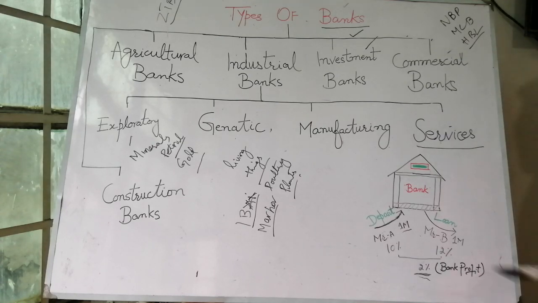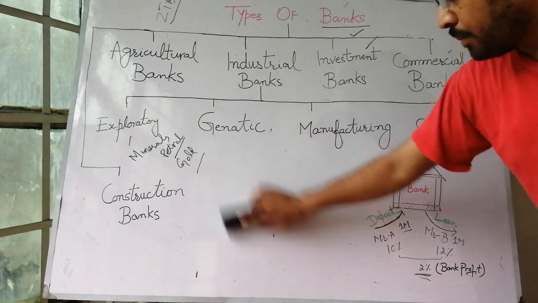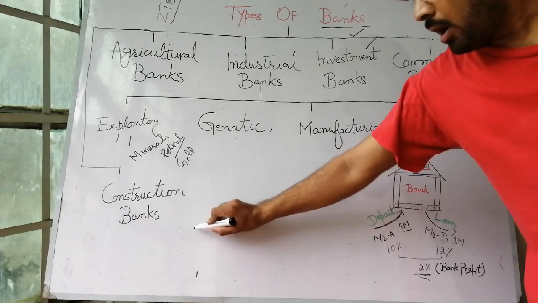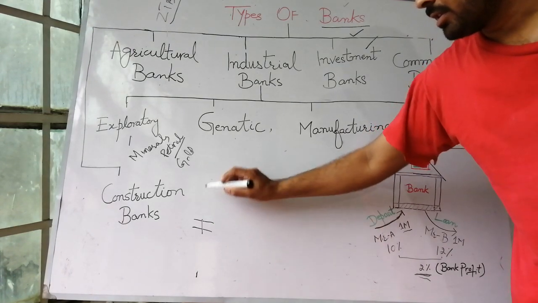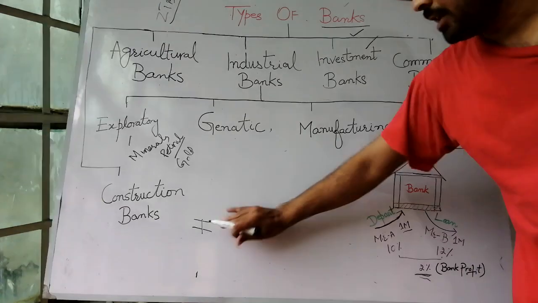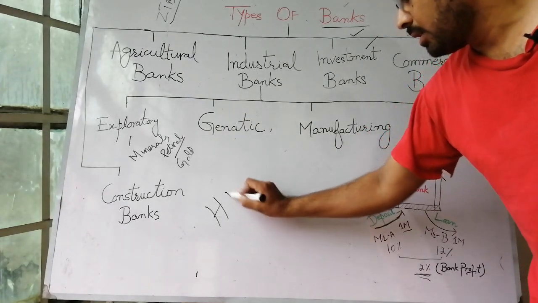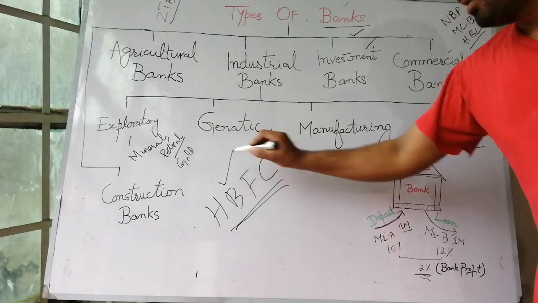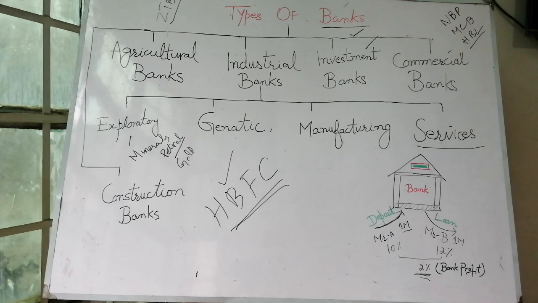Then the last one is construction banks. The construction banks are the banks which provide loans to a person who is going to construct his house. They provide house loans, loans for construction of houses, like the House Building Finance Corporation, which is the bank that provides loans when you are constructing your home. So specifically it will only provide loans to persons who are constructing their homes.